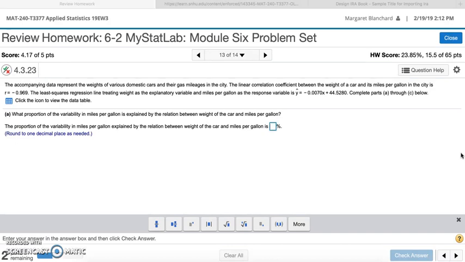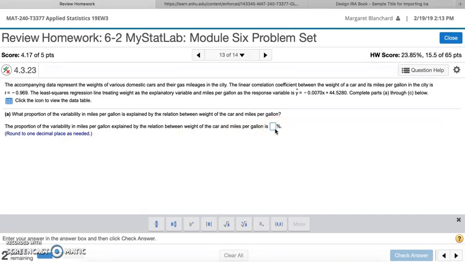Part A, what proportion of the variability in miles per gallon is explained by the relation between weight of the car and miles per gallon? This is your R squared, your coefficient of determination. Now remember, from both the lesson this week and the book, that R squared is that correlation coefficient squared. So you could just square this, that 0.969 squared, to get your answer here.